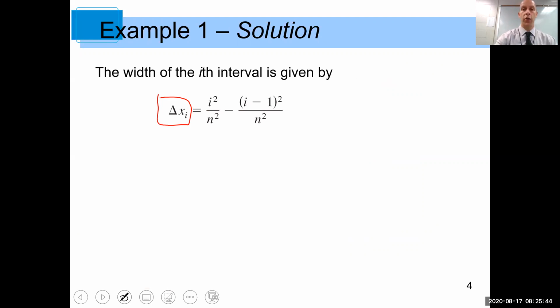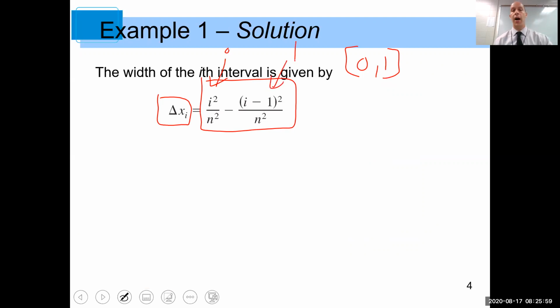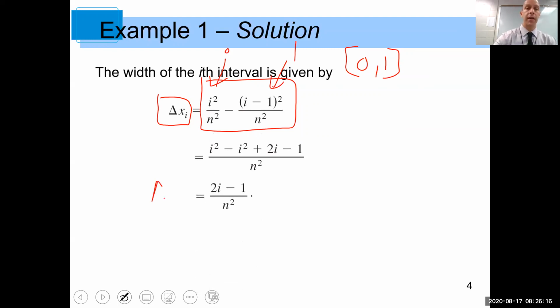Well, in this example, we're going from 0 to 1. So to find the change in the x sub i's, we're going to do the following. This is 0 here, and then this is at 1. So we're going to do i squared over n squared minus the quantity i minus 1 squared over n squared. We can simplify this using the binomial expansion rule and then distributing the negative. We notice they have the common denominator, so we get this. This is going to be our delta x sub i.